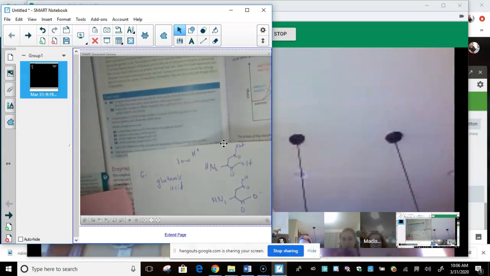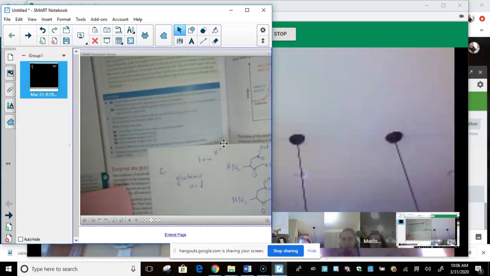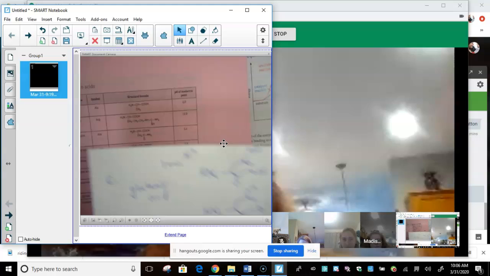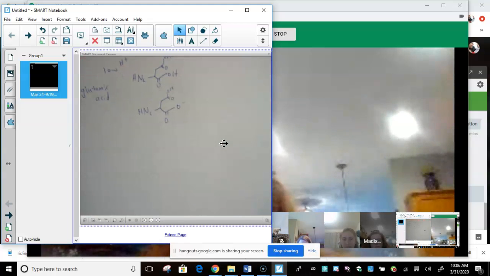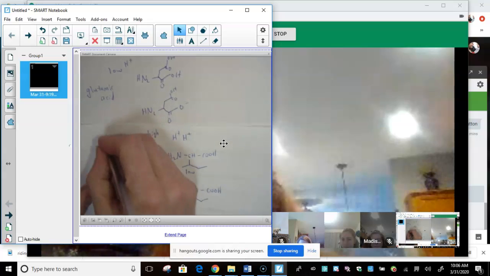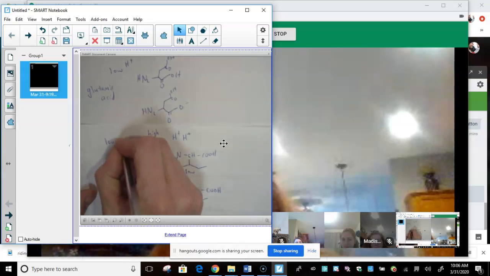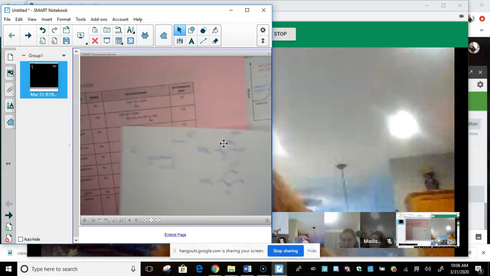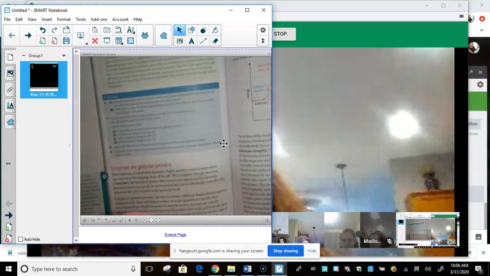Because we still have to answer D, which is positively charged at pH of 7. This one was leucine, and it was positively charged. Let's just do a different one. So one of the other ones, sharing your screen.